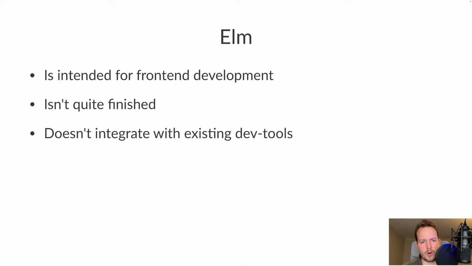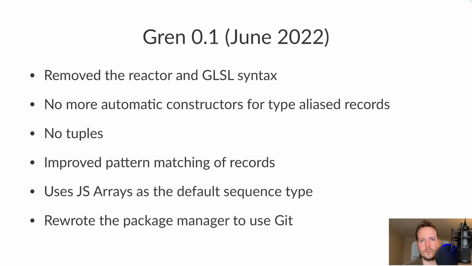But the most important part is that I wanted a language that does for back end what Elm did for front end. I wanted a back-end language which is as beautiful to work with as Elm is for front-end development. So I began work on Gren in December 2021, and 6 months later, Gren 0.1 was released.